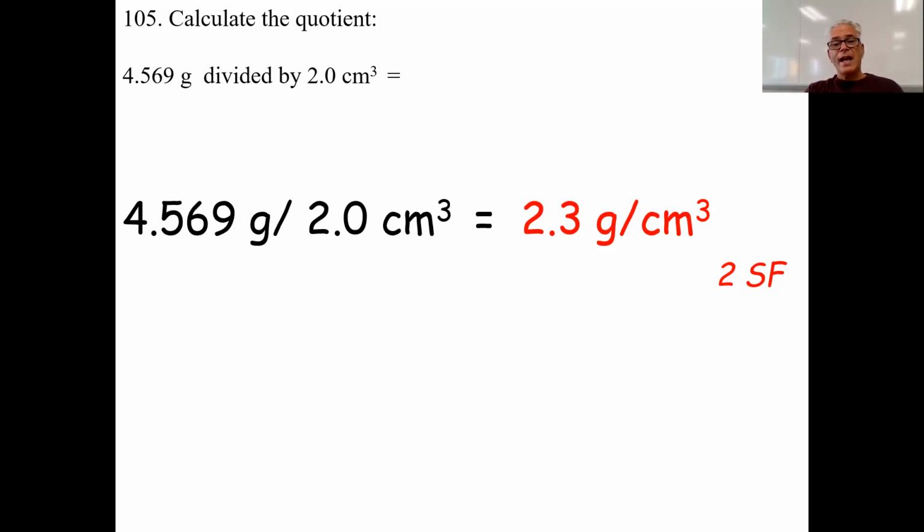The 2.0 only has two significant figures. 4 significant figures divided by 2 significant figures, that's 2 significant figures. You have to round to the correct number of significant figures. That's another rule. When you use numbers and measurements in calculations, your answer is limited to the least number of significant figures. Your answer can't be better than your worst measurement that you used in the math.